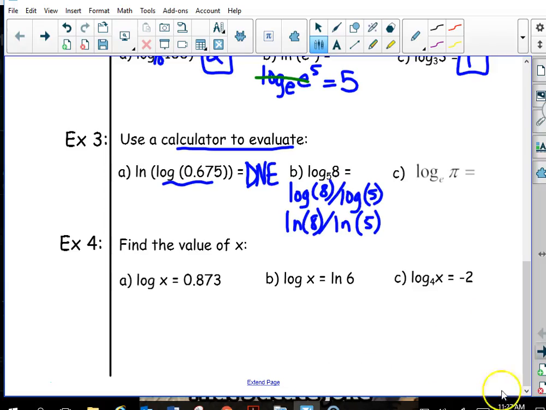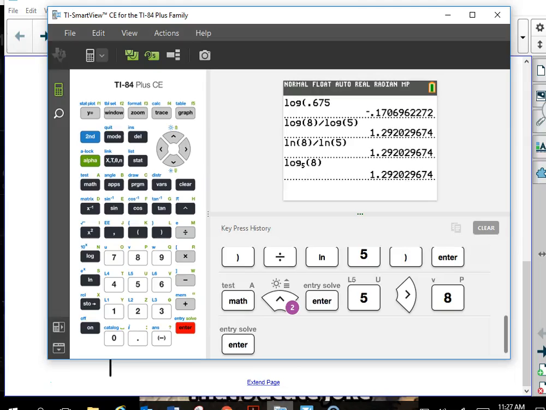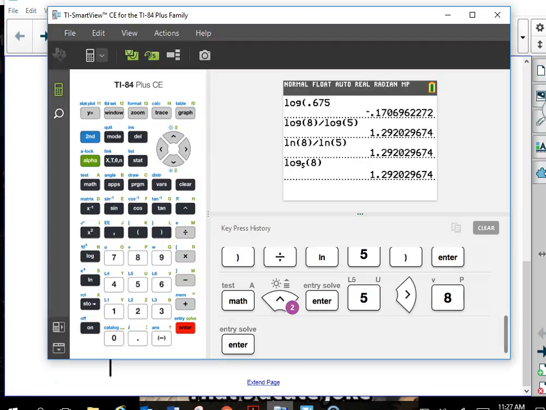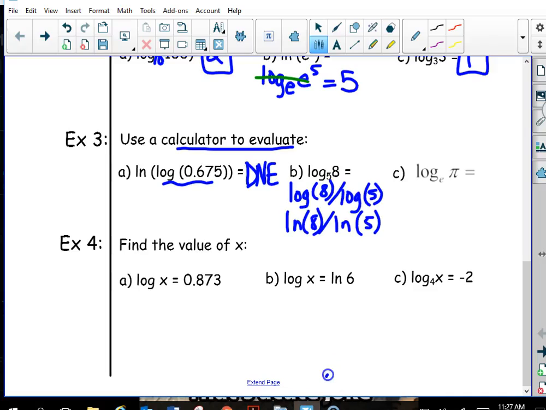And I guess we should probably write down an answer. 1.292. I noticed that it has us rounding to 3 decimals.